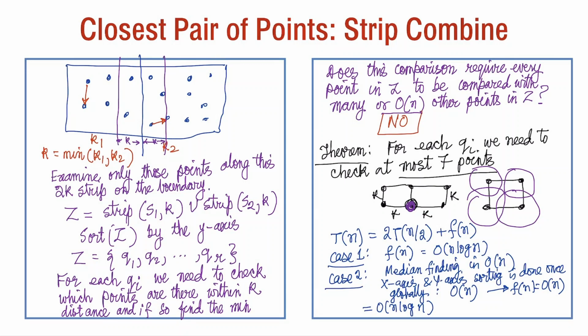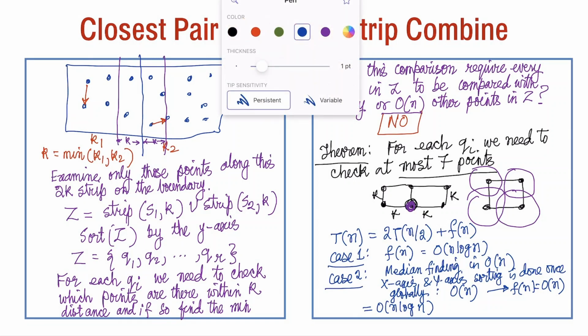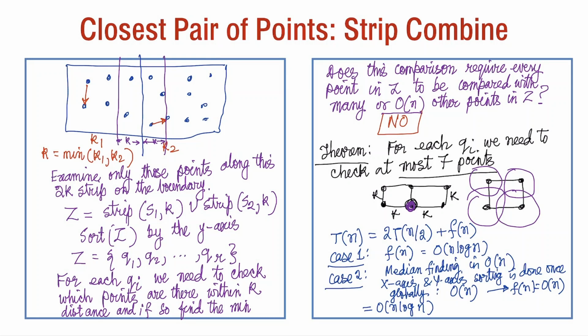There is a more general theorem which says that for higher dimensions, that is in the case of d dimensions, this algorithm then becomes order n log to the power d minus 1 of n.